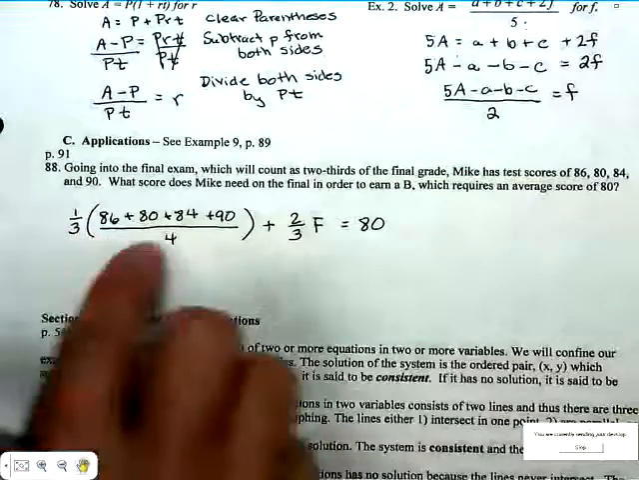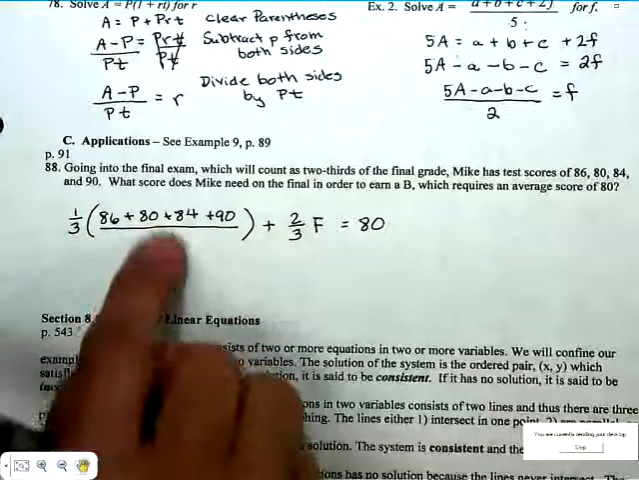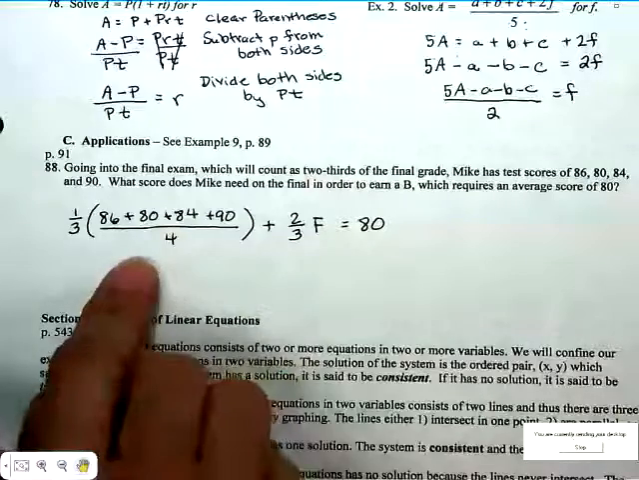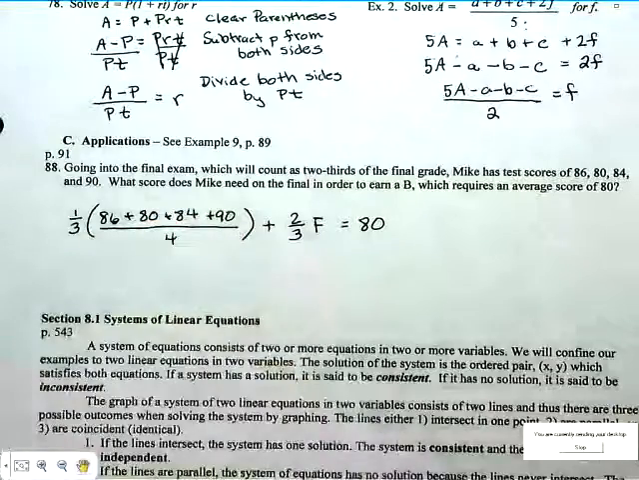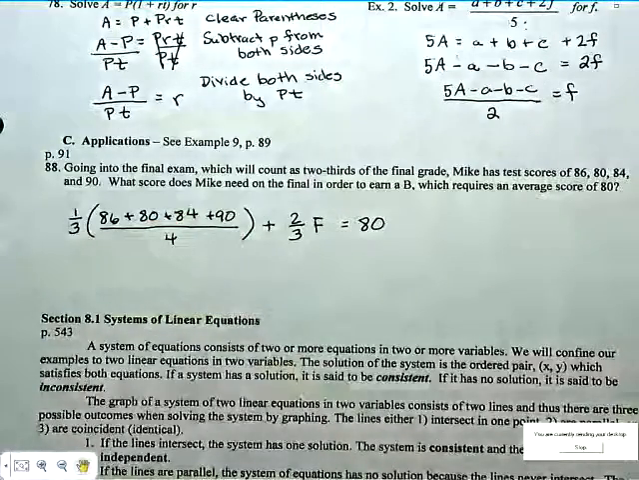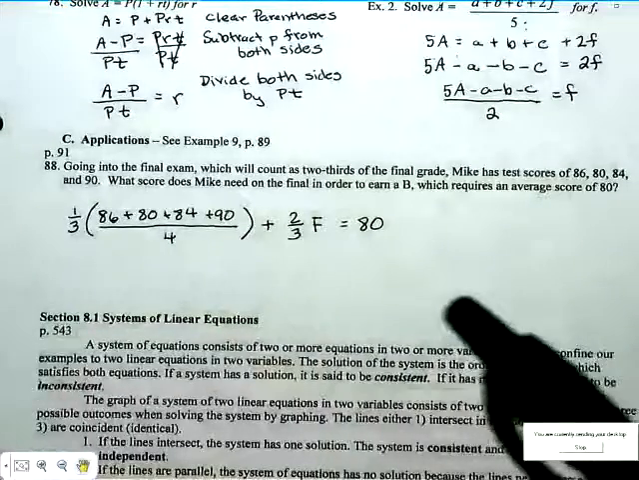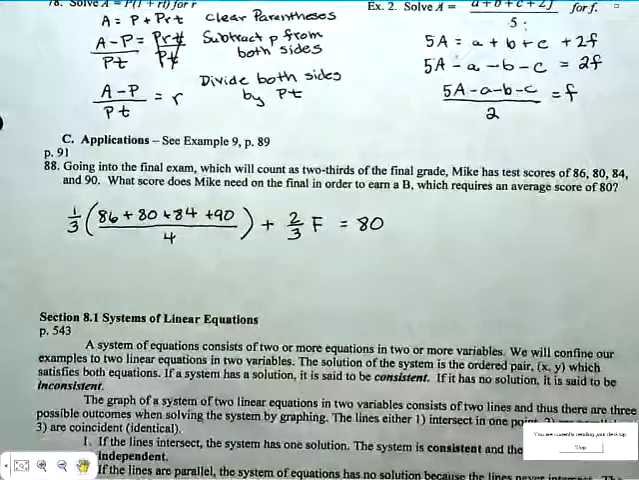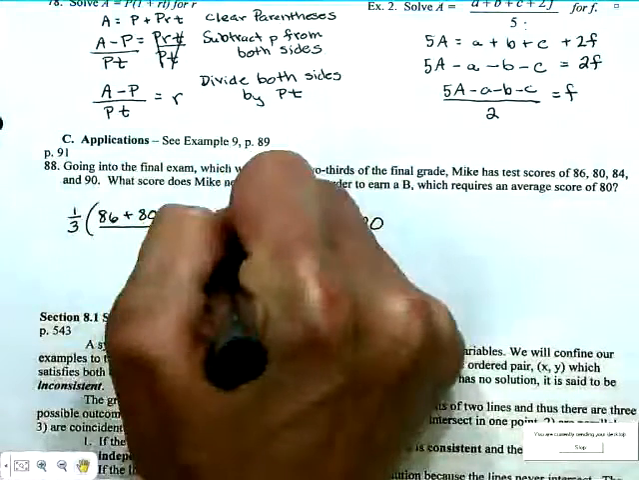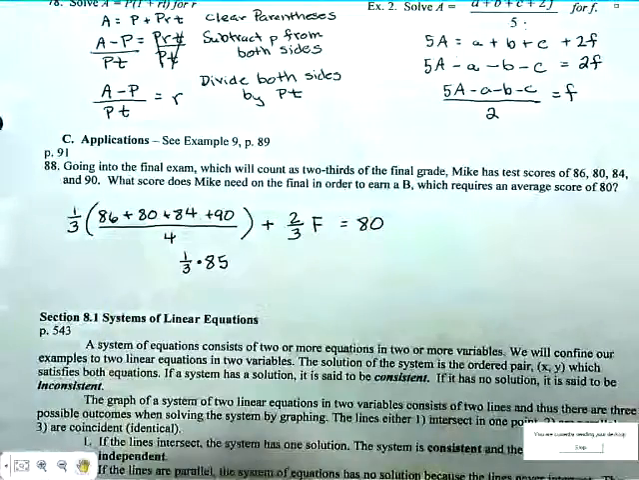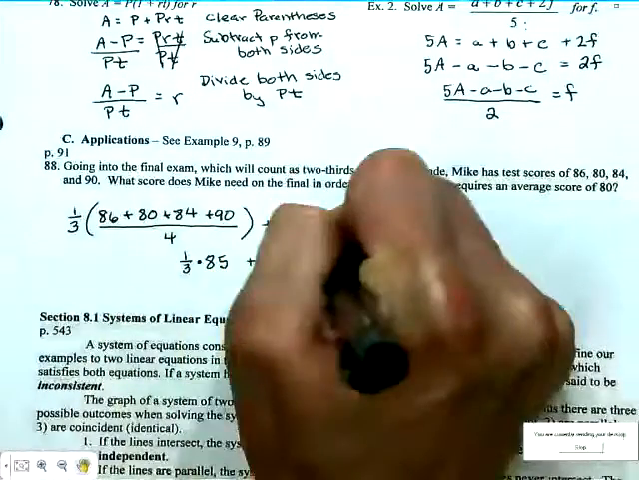Now, we can simplify this a whole lot. We don't have to clear out fractions right this minute. We can go ahead and find out what this average of the first 4 tests is. Has someone punched 86 plus 80 plus 84 plus 90 divided by 4? 85? Kevin, did you get something different? I think it is 85. Just punch it one more time. So this is 1/3 times his current average, which is 85, plus 2/3 of his final has to equal that 80.